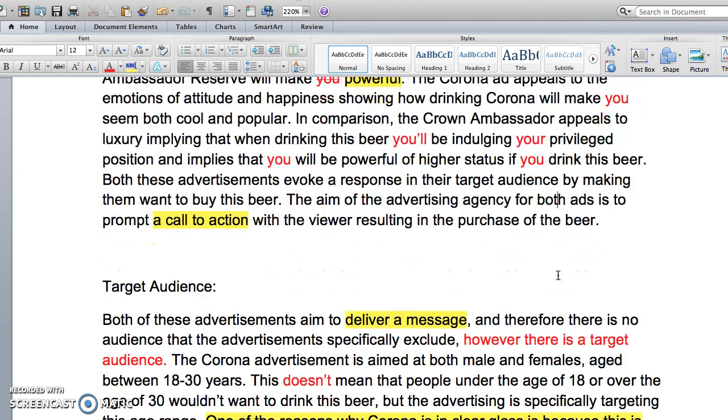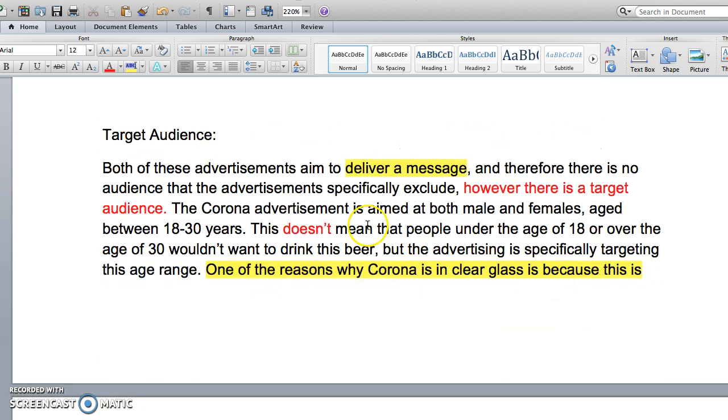Okay, target audience. Have you read this? Both of these advertisements aim to deliver a message. Well, yes, we know that. And therefore, there is no audience that the advertisements specifically exclude. However, there is a target audience. Well, that doesn't really make any sense. Of course, there's a target audience. That's why we have a heading called target audience.